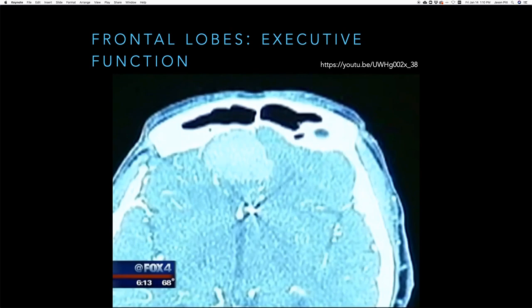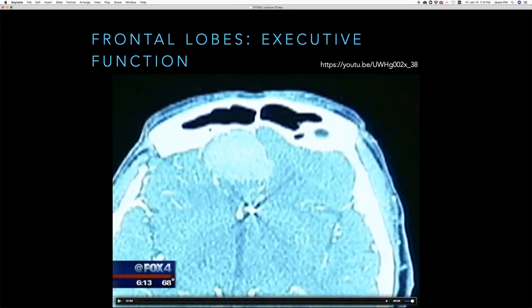So when we think frontal lobes, we need to think behavior. In this case, you'll notice it's pretty far toward the front.